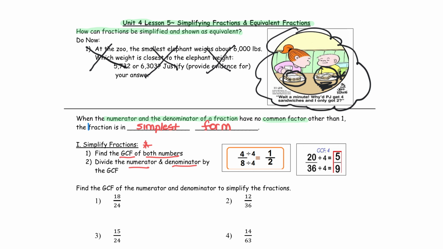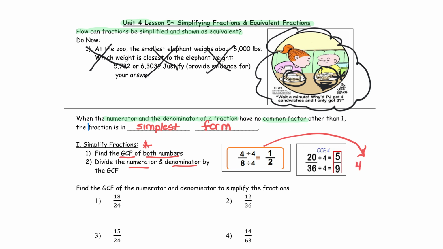So for example, 4/8, the greatest common factor of 4 and 8. Now for this here, you're going to want to make your T-chart. Some of you can see exactly that 4 is the biggest number. You think to yourself, what's the biggest number that can go into 4 and 8? Well, 2 is definitely a factor, but it's not the biggest.